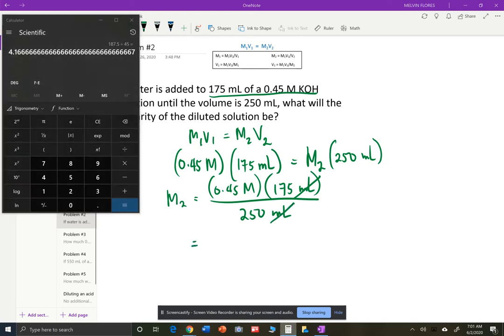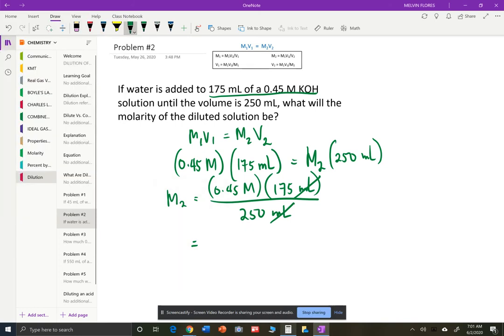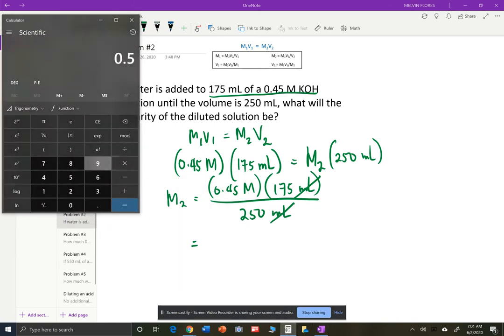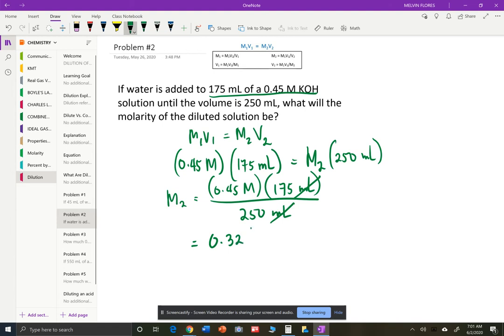Okay. And then we have 0.45 times 175 equals, and then divided by 250. So that gives you 0.32 molarity. Okay, so that's your final concentration in molarity.